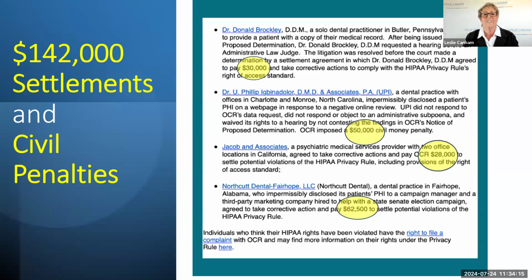There was a psychiatric clinic, outside of dentistry, that got hit with a $28,000 fine. And then Northcutt Dental Fairhope LLC also got hit with a $62,500 fine for potential violations. Now, potential violations, it's not the actual violations, potential.